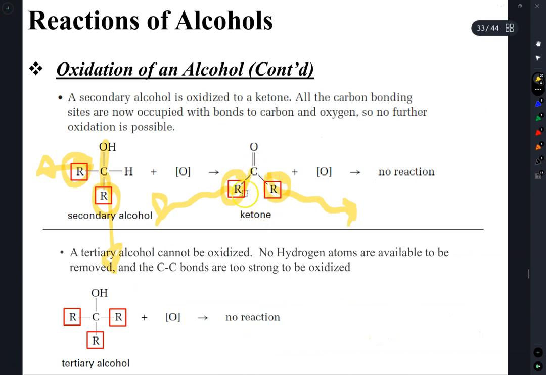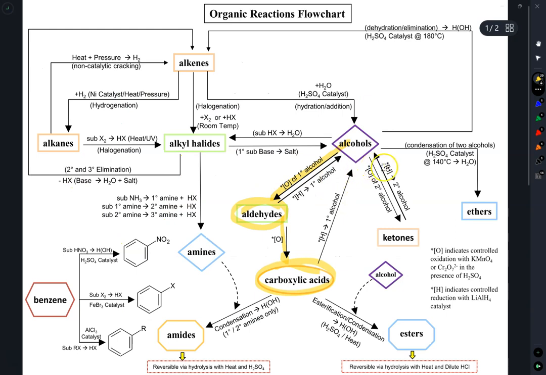However, with a ketone, you're surrounded by carbons, and the C-C bond is too strong to be broken apart, at least in this course. As such, we can't form another bond with oxygen, and this one is already maxed out, so further oxidation is not possible. Looking at our flowchart, we see that alcohol can be oxidized once, turning into a ketone, but that's it. It's a dead end past that point.